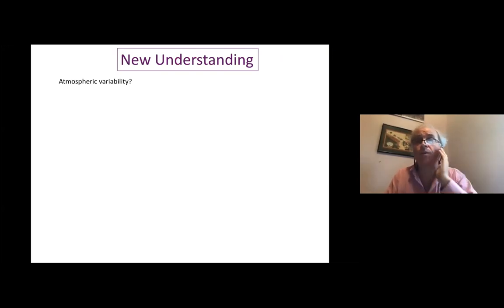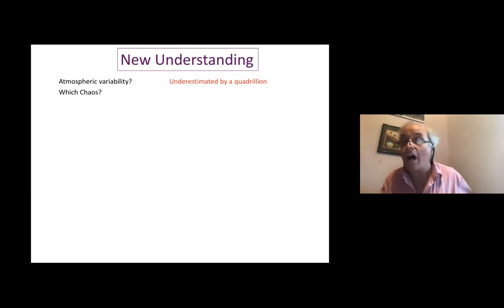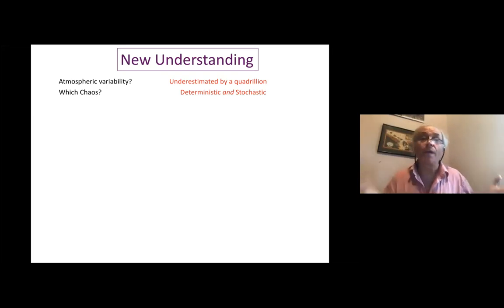What have we accomplished with this? We have a new understanding of atmospheric variability. We found that it was underestimated by a huge amount, a quadrillion. The question about which chaos: we could have deterministic and stochastic chaos. We don't have to say only one or the other. Deterministic or stochastic approaches can both be valid and coexist.